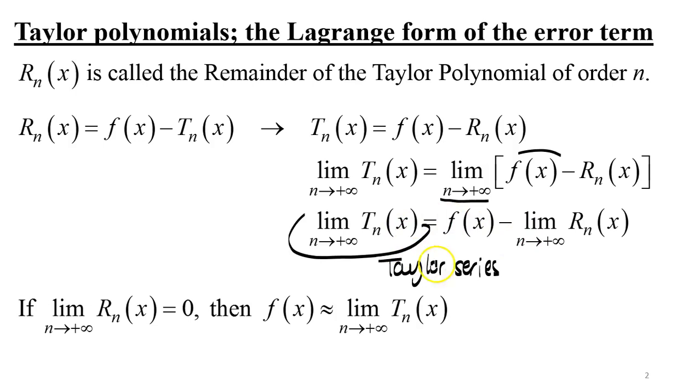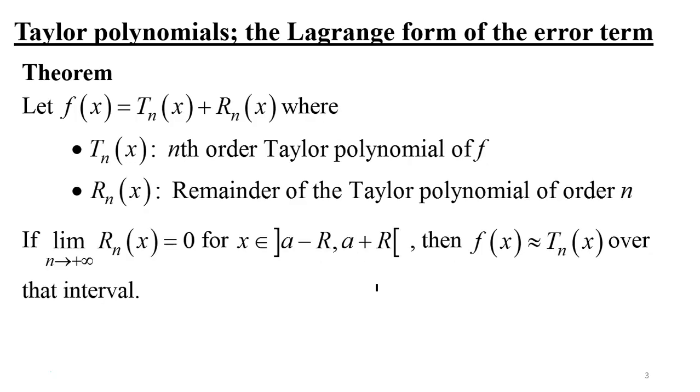However, the Taylor series would in fact be a good approximation of f of x when the limit of Rn of x is 0 as n goes to positive infinity. So if Rn of x has a limit of 0, in that case the Taylor series would be a good approximation of the function given.